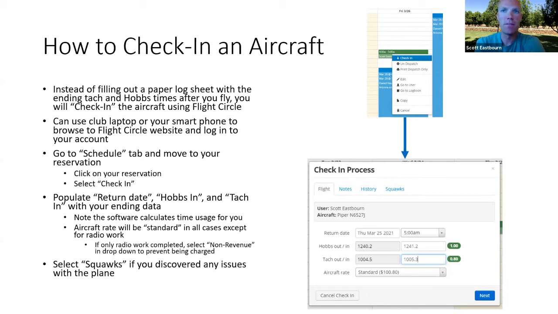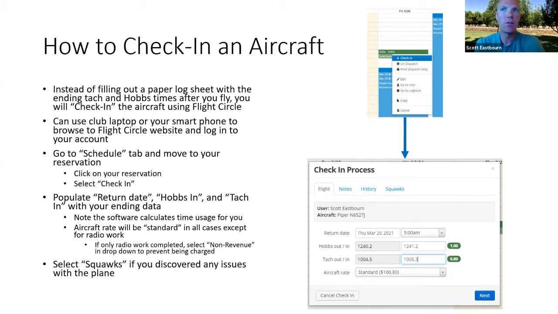There's also a drop down here for aircraft rate. Because we have the policy that allows you to build some hobs time by doing radio work inside the hangar, that needs to be tracked so that the next person who goes to fly, their hobs starting time will match what's actually in the plane. But since we don't bill for that, there's a drop down for non-revenue. So if you're doing just radio work and tack time stays the same, but hobs time went up because you were doing the radio work, you'll have to select that under the rate.